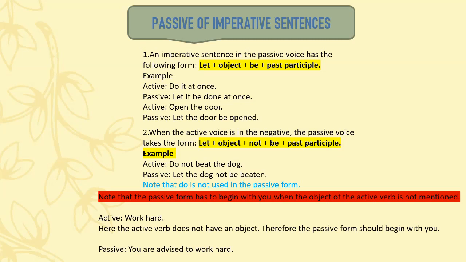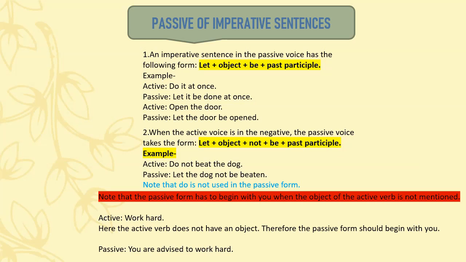When the active voice is negative, the passive voice takes this form: let plus object, simply you are going to use not plus be plus past participle. Do not beat the dog. Okay, let the dog is the object, not be beaten. Note that do is not used in passive form.